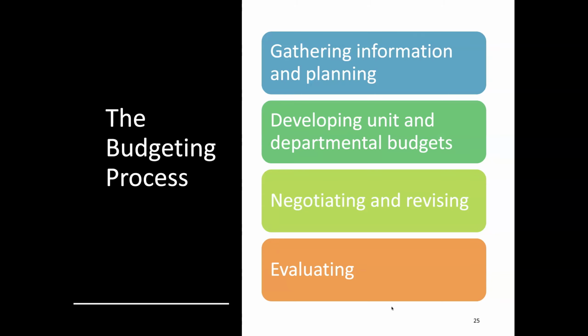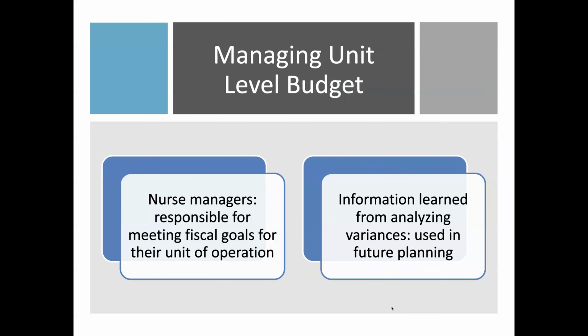The major phases in the process include gathering information and planning, developing unit and departmental budgets, negotiating and revising, and later using feedback to evaluate budget results and improve plans. Each healthcare organization develops a timetable with specific dates for implementing the budgeting process. The timetable may be anywhere from 3 to 9 months. At a minimum, nurse managers are responsible for meeting the fiscal goals related to the personnel and the supply and expenses part of the operations budget for their unit of operation.